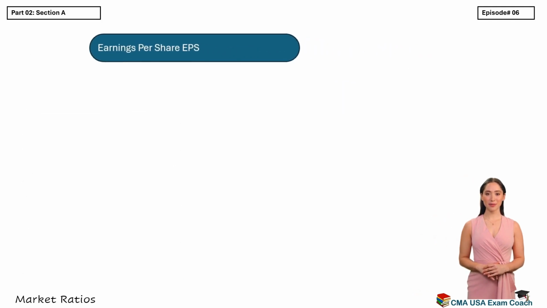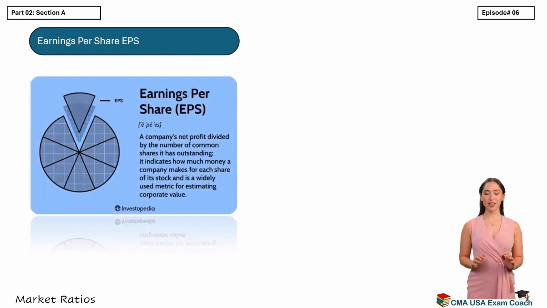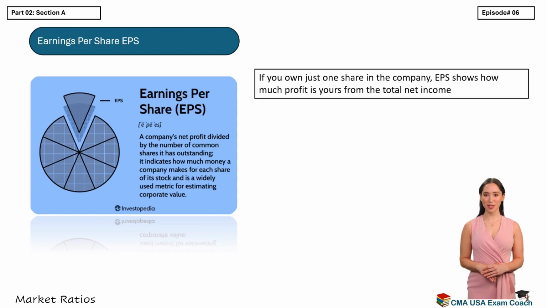EPS stands for earnings per share. It tells us how much profit is available to each common shareholder if the company were to distribute all of its net income. It simply tells you how much of the company's profit is allocated to each individual share. In other words, if you own just one share in the company, EPS shows how much profit is yours from the total net income. It's like asking, out of all the money the company made, after paying its expenses, taxes, and interest, how much is my share if I hold just one stock?